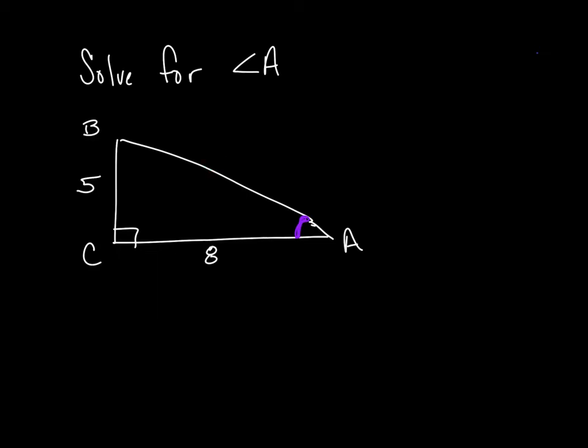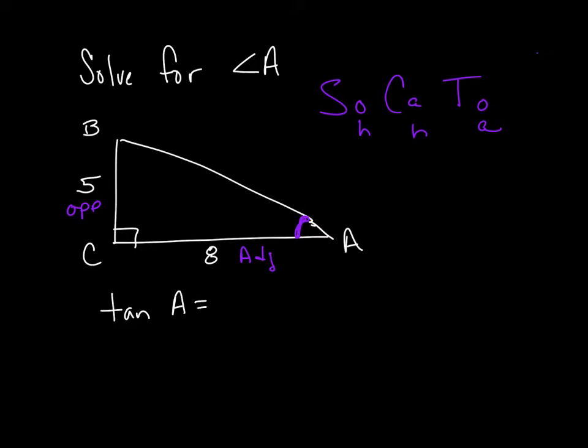So going back to our SOHCAHTOA, what do you want to use? Well, we have the adjacent side and we have the opposite side. So that means we need to use the tangent, and I don't know what this angle is, but we're just going to go ahead and call it angle A. And I know that the tangent of A is equal to the opposite over the adjacent, the ratio of those sides.